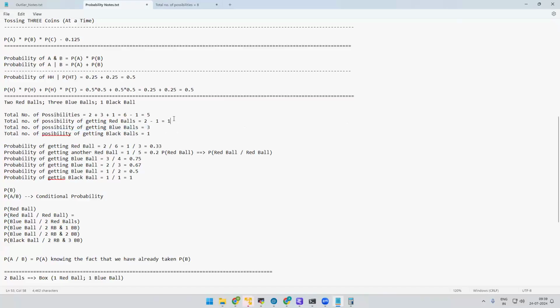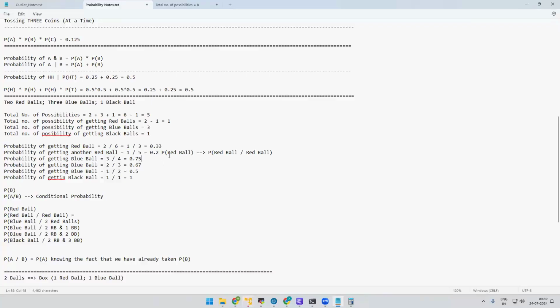So we have only one. So now the probability of getting a red ball is 1 by 5, which is 0.2. Any questions? Is this part clear?